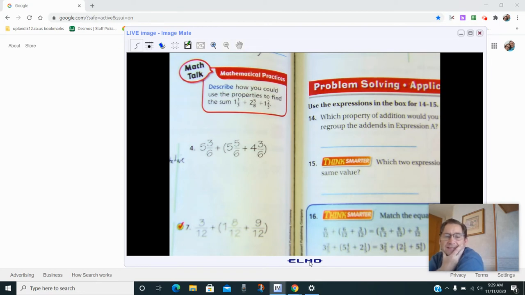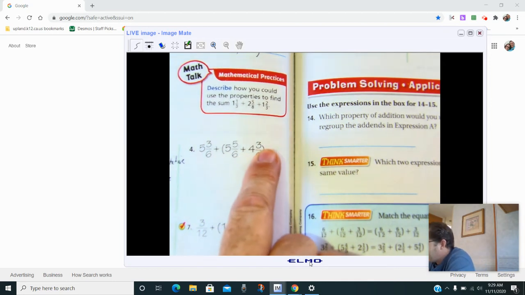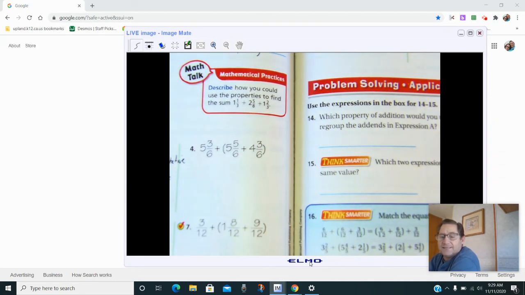5 3/6 plus 5 5/6 plus 4 3/6. So I look here and I see that 3/6 plus 3/6 would be 6/6. So let's switch the order so that we can add the 3/6 together.